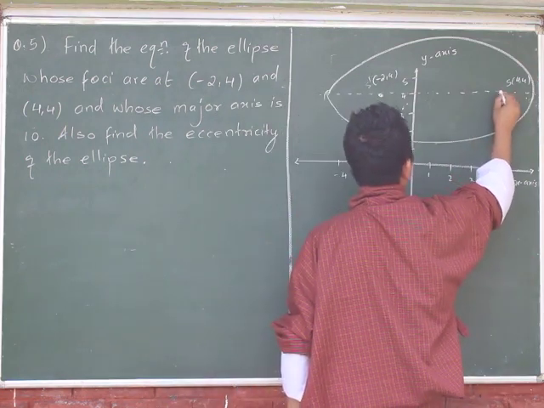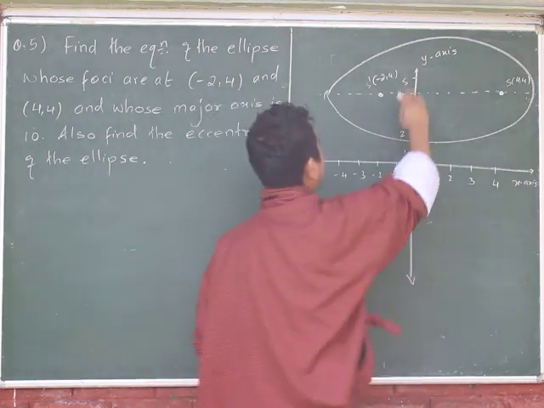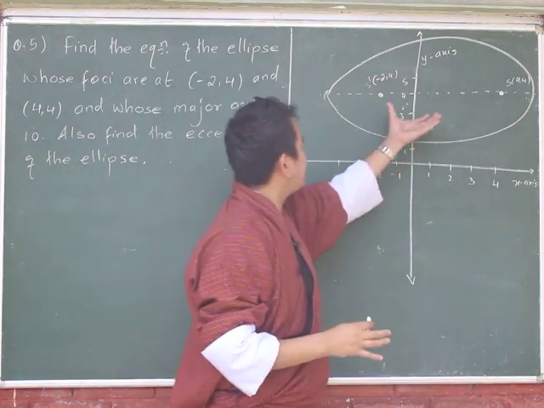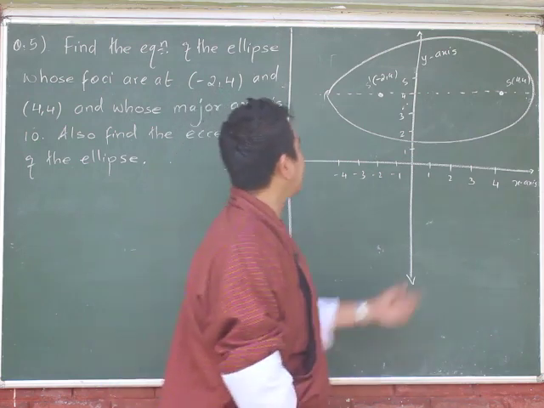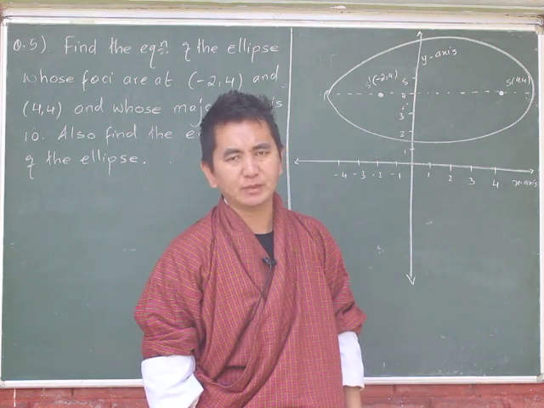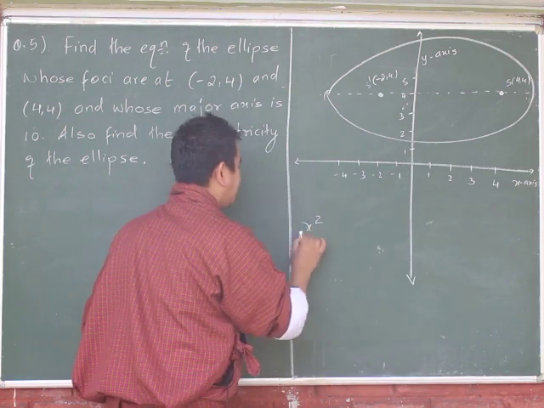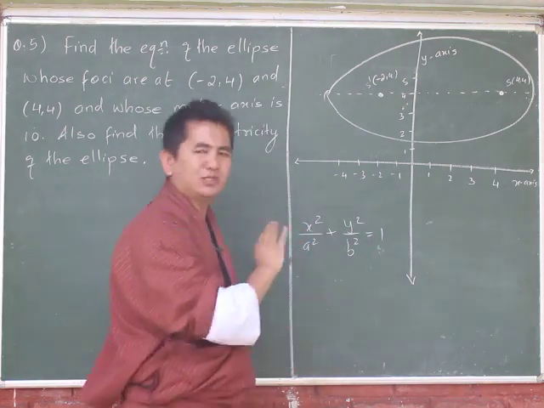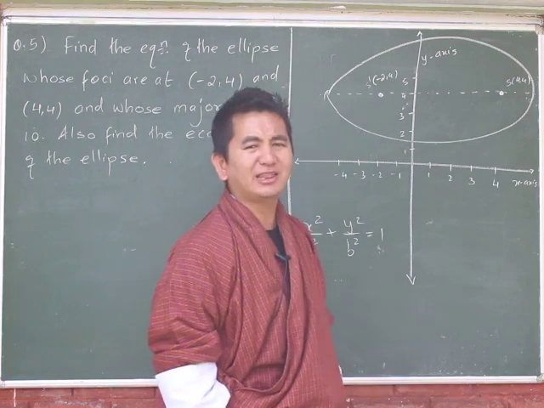Now one focus point is given here, one focus point is given here. As far as possible, try to get as much information as you can from the graph. Now the interesting part here is that the center of this ellipse is not at the origin. This is a horizontal ellipse. If the center is at the origin, then we write x squared by a squared plus y squared by b squared equals 1. This one we have already seen. But here you can see the center is not at the origin.